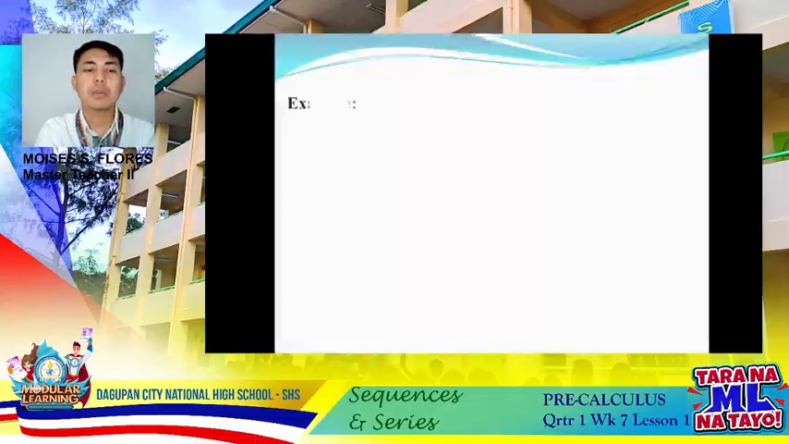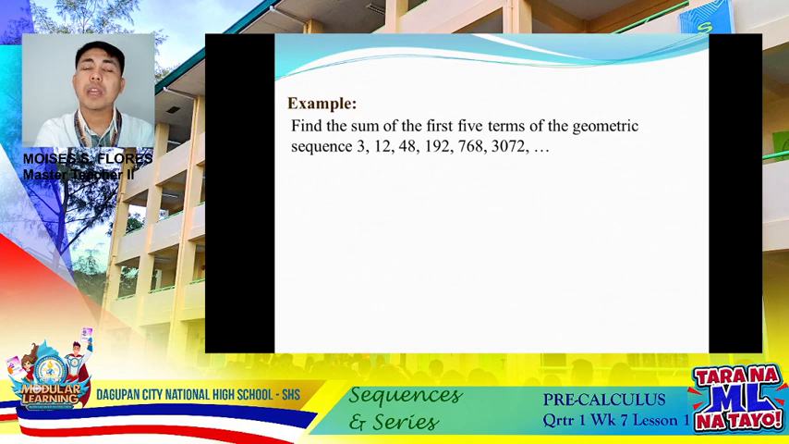Okay, let's have an example. Our example here is to find the sum of the first 5 terms of the geometric sequence 3, 12, 48, 192, 768, 3072, and so on. Again, first 5 terms. So 1, 2, 3, 4, 5. So you could add it manually, but of course from our formula, okay, a sub 1 is 3, and then our ratio, 12 over 3, or 48 over 12, 192 over 48, and so on. Our r there is simply 4.